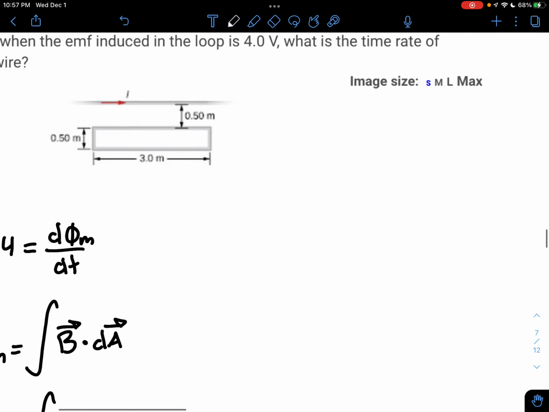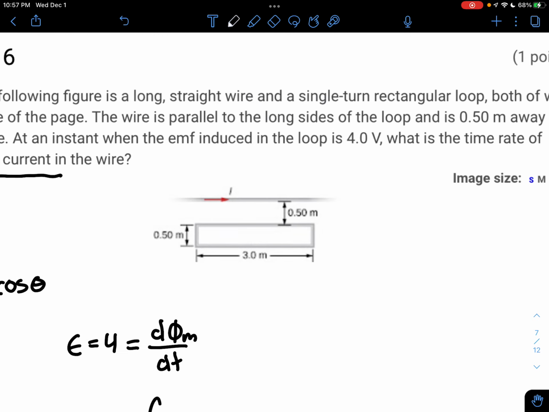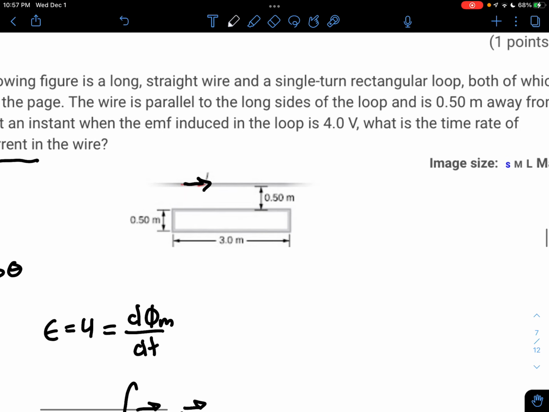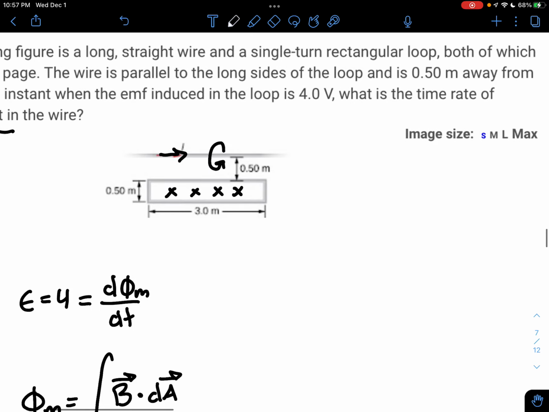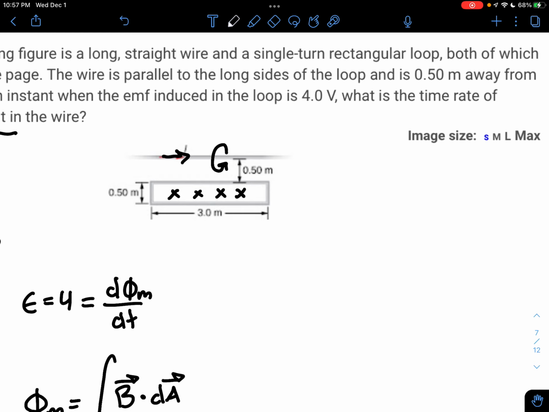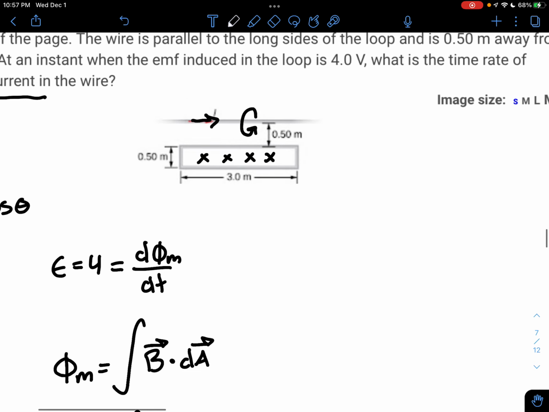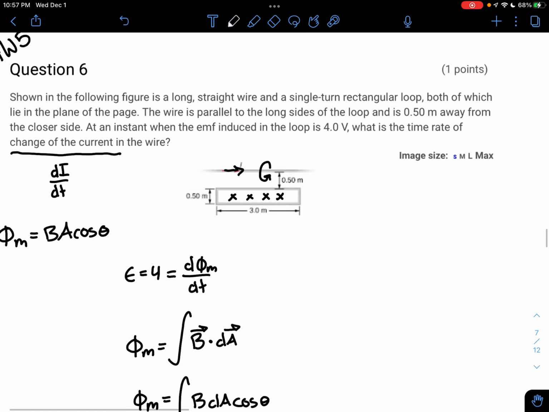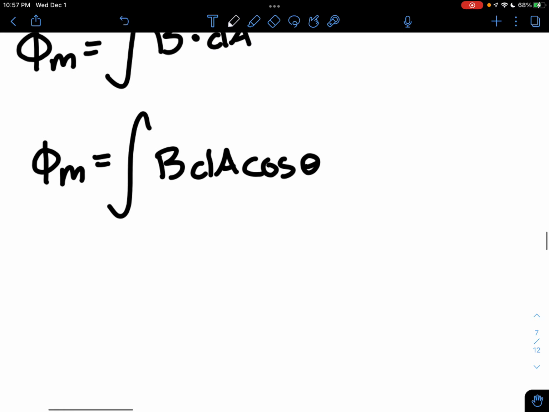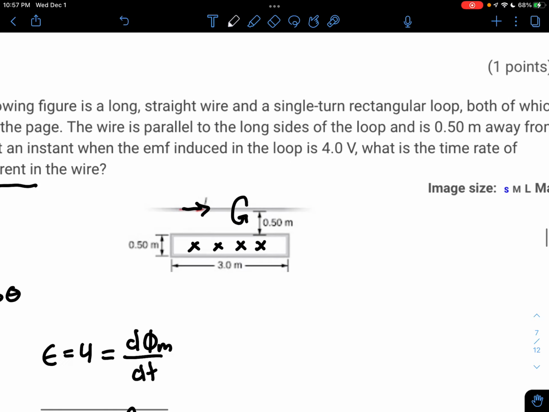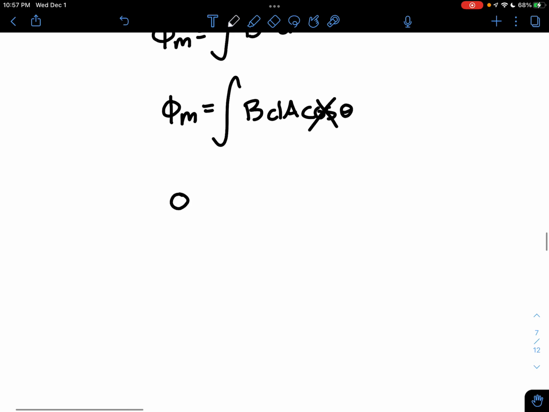Let's figure out that theta real quick. We have our current going to the right. Based on our right-hand rule, our current's kind of looping out and around like that. So when it's going through the center of the rectangle, it's just going to be going straight down, going into the page. And that's also the same direction as our area vector. So it's going to be cosine of 0, or 1, which just means we can ignore that. Simplifying things further, we have the integral of B dA.